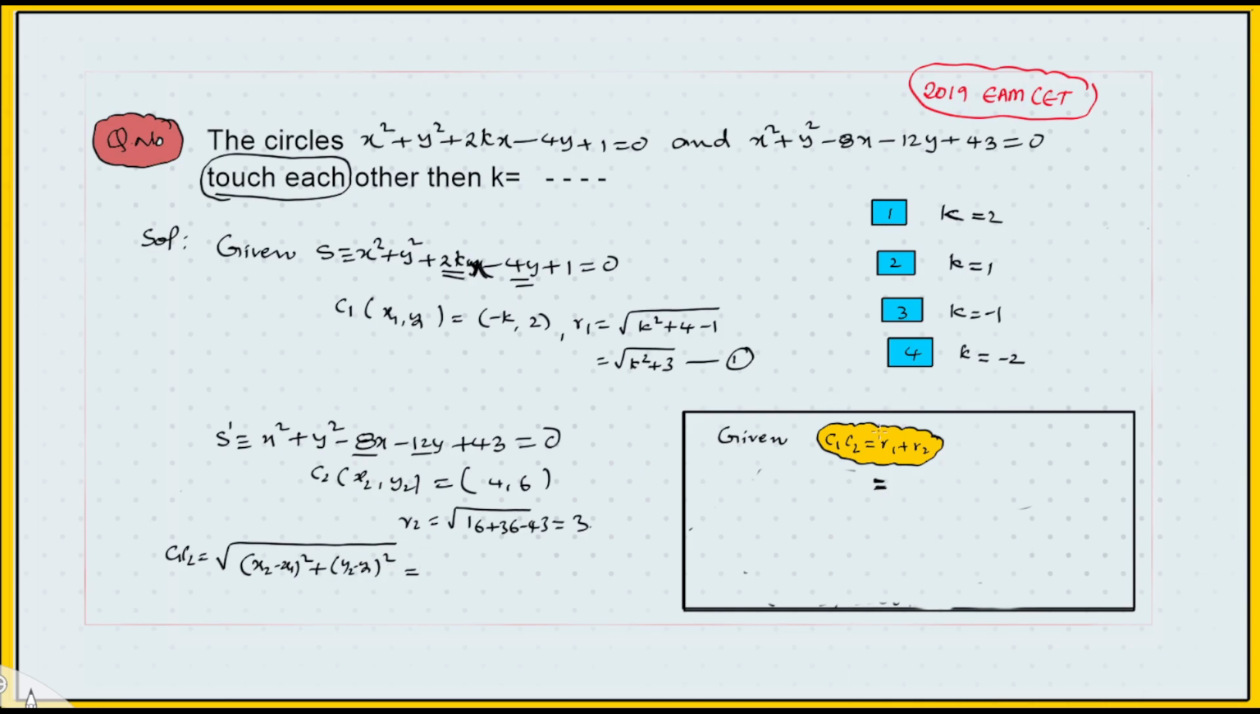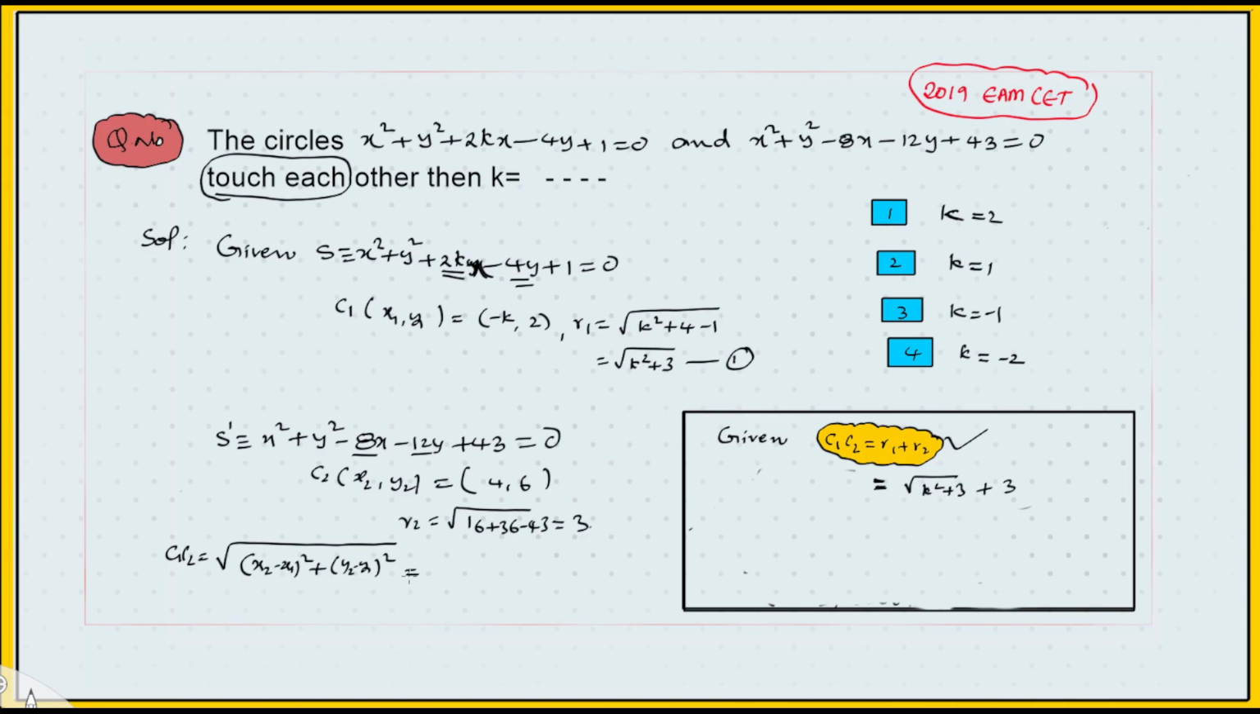Given that the two circles touch each other, the condition is that C1C2 equals R1 plus R2 or mod R1 minus R2. The distance between the centers is R1 plus R2. So R1 is root k square plus 3, R2 is 3, giving root k square plus 3 plus 3.